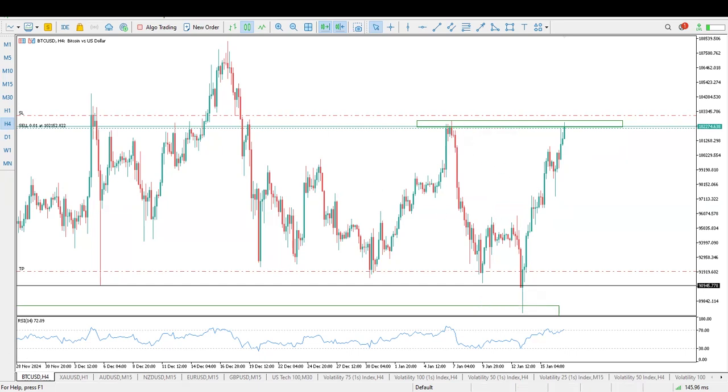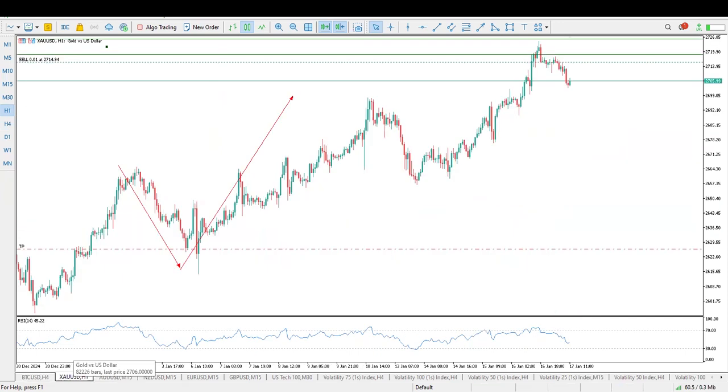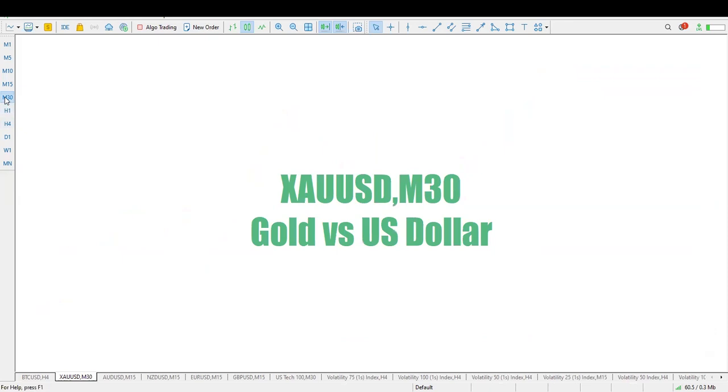Now, for a candlestick, there are different parts. We have the body of a candle, and we have what is called the wick. Let me explain. If you look carefully, let me find a particular candle.